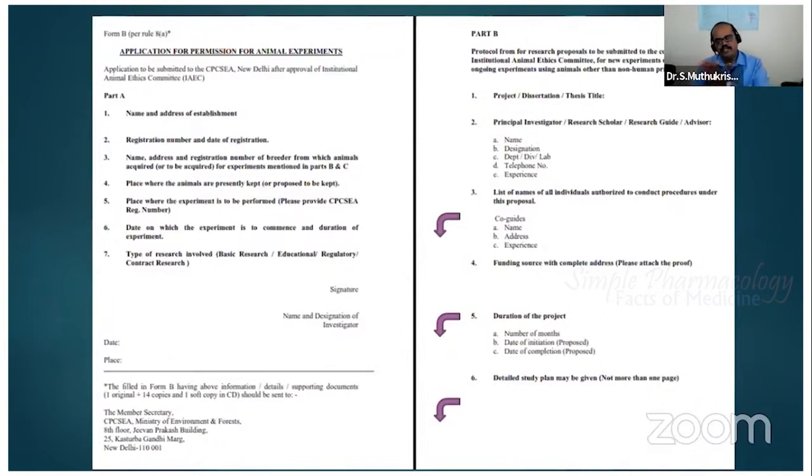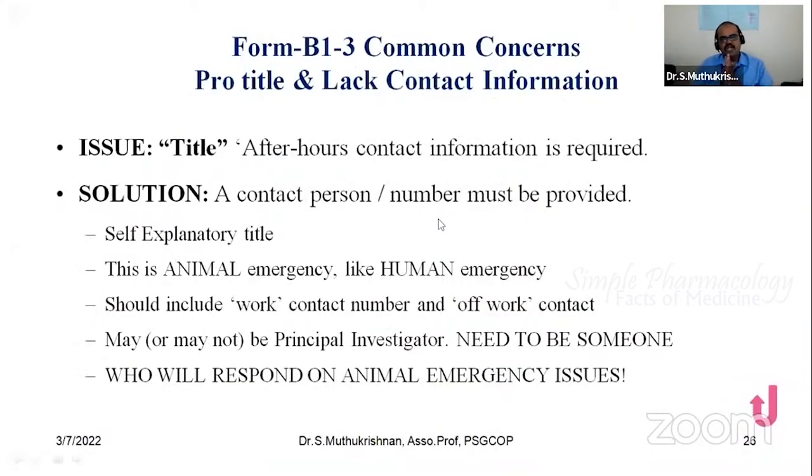Okay. So now I can go through the phases and the issues we commonly face during application writing, and during presentation, how we can resolve all those things. The first one is Form B. First you explain the first 3 things: the project or dissertation title, the principal investigator or research scholar's contact details, and the next one, to whom you are authorized to conduct the procedure for this proposal. These 3 things come under almost the same category. So in Form B, the first 1, 2, 3 categories are a common consensus.